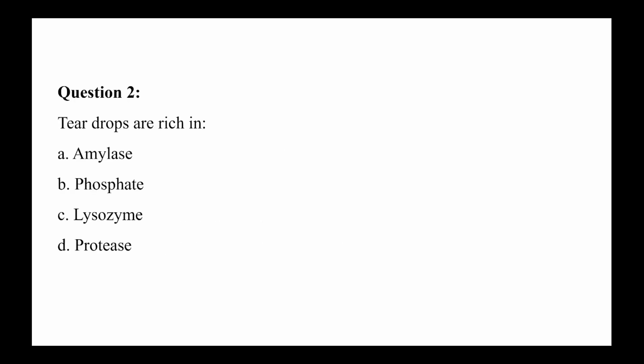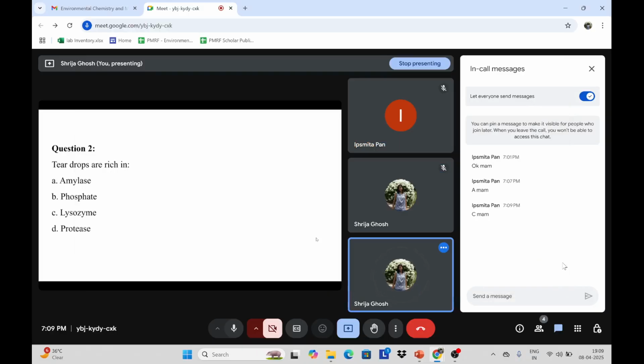Moving on to the next question. Question number 2: teardrops are rich in option A, amylase; option B, phosphate; option C, lysozyme; and option D, protease. Teardrops are rich in which enzyme?